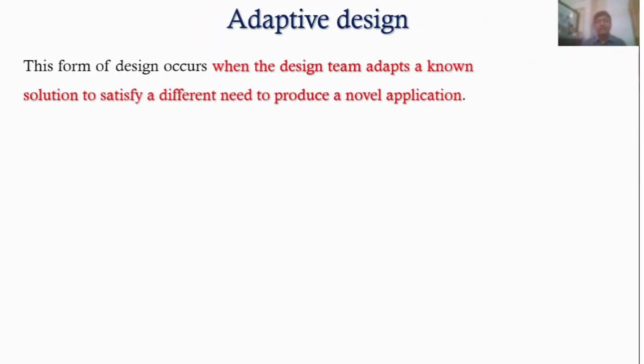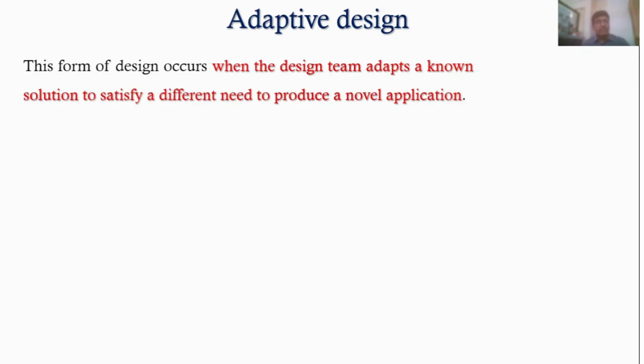Now comes the second type of design, and that is adaptive design. Adaptive design means that when you know one solution, and you are just using that solution in another application, that type of design is known as adaptive design. Like you can use a pen for writing, and you can use the same pen for tying hair, or using the pen as a hanger.